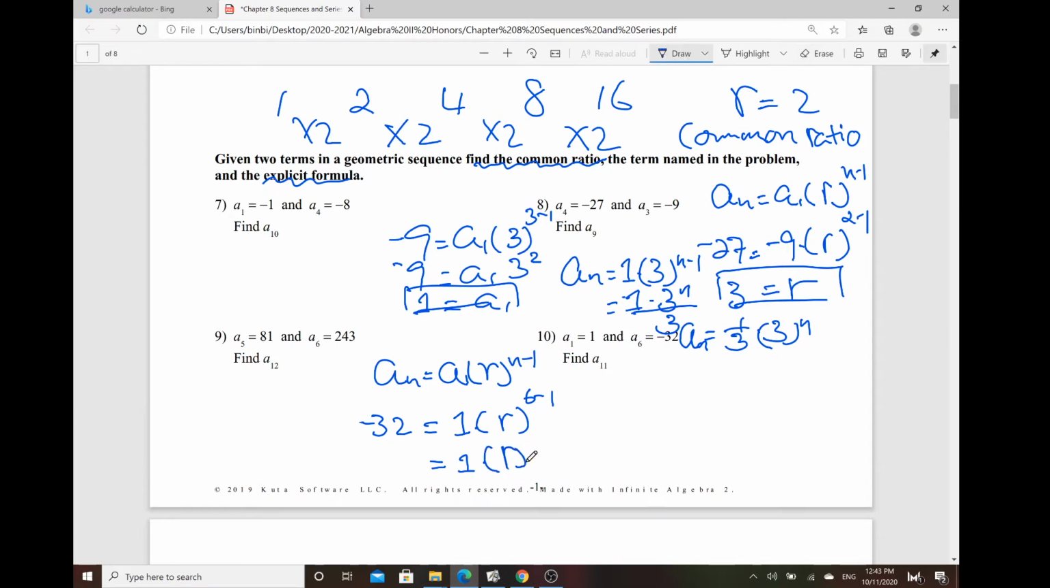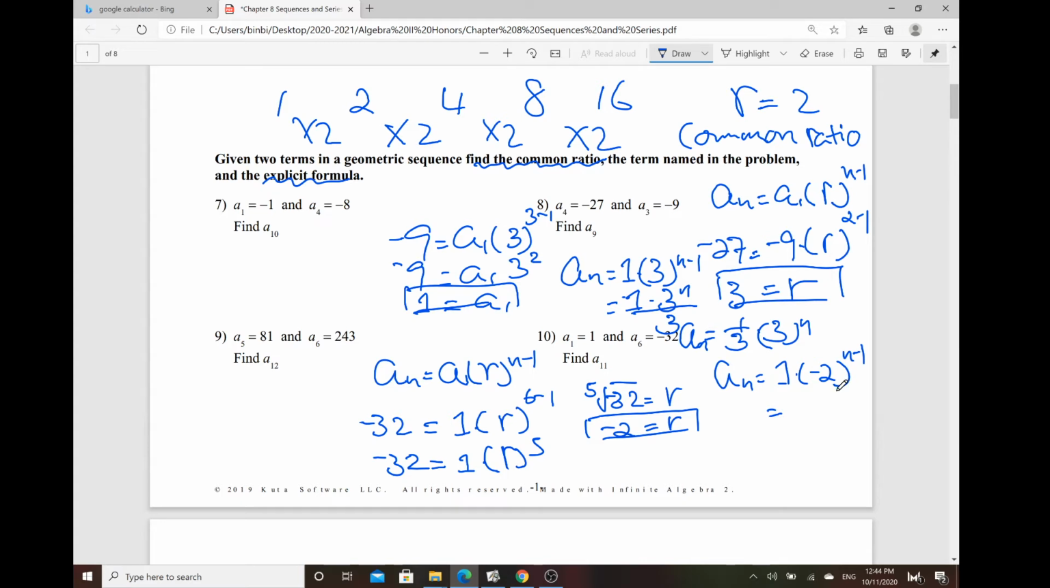So negative 32. In order to solve for r, we know that it's to the 5th power. In order to get rid of the 5, we take the 5th root on both sides. The 5th root of negative 32 will be negative 2. So the common ratio is negative 2. And then what else do we need to find out? The explicit formula. A sub 1, we got it already, which is 1 times the common ratio, negative 2 to the power of n minus 1.